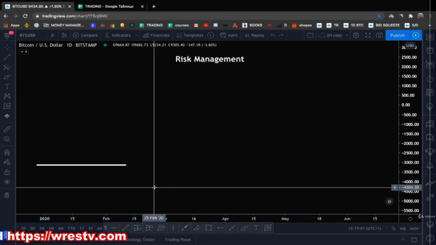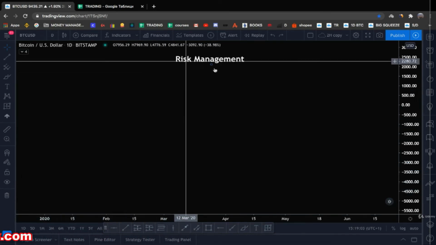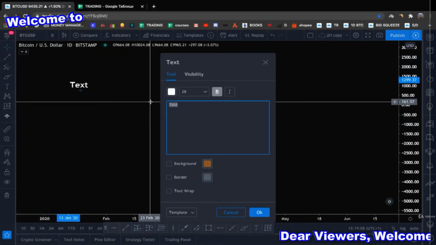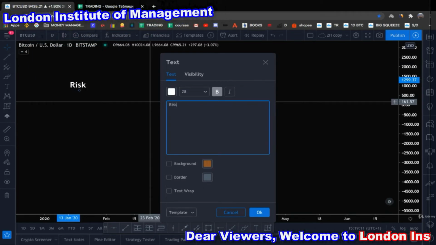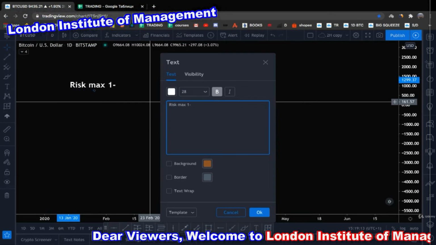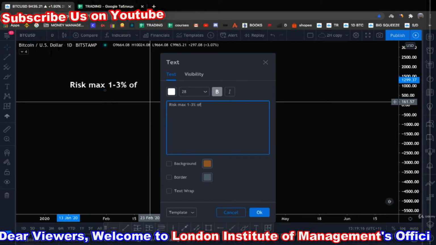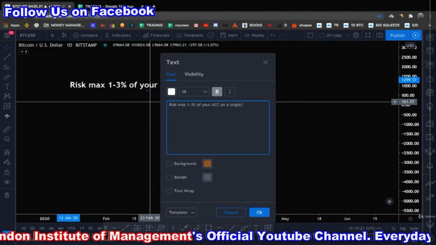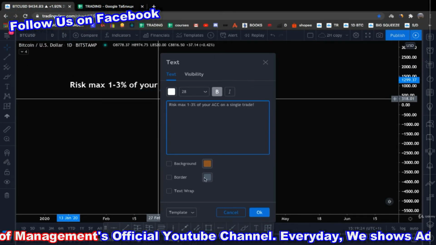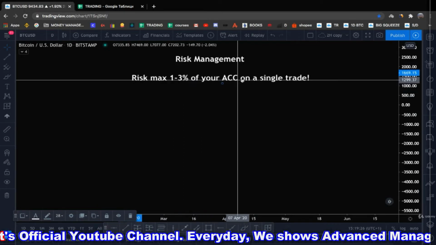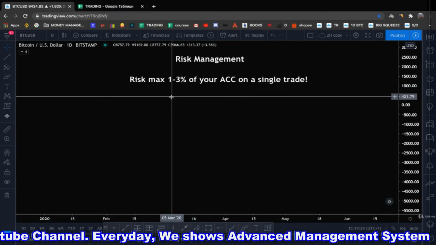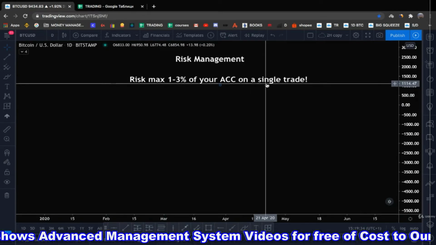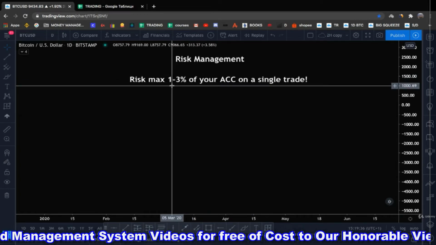So let's get this out of the way now and explain what risk management is. Strict risk management means to risk maximum 1 to 3% of your account on a single trade. It's as clear as that.